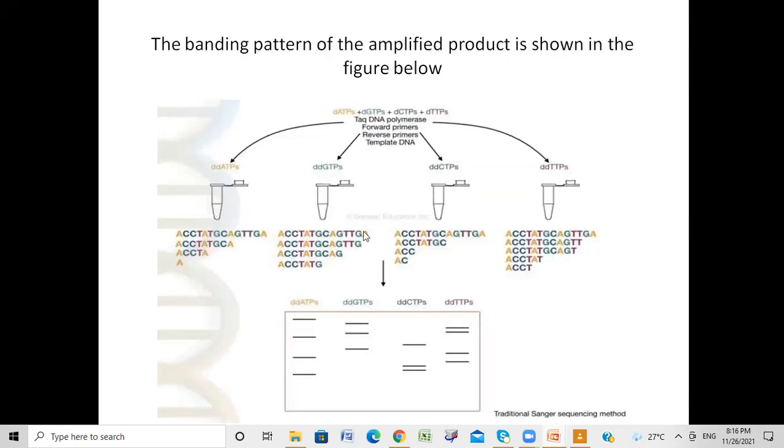So this is similar to the earlier one where we had different chemicals, but here this is for the different ddNTPs, dideoxy nucleotides. Here too, can we make a note of this fragment?